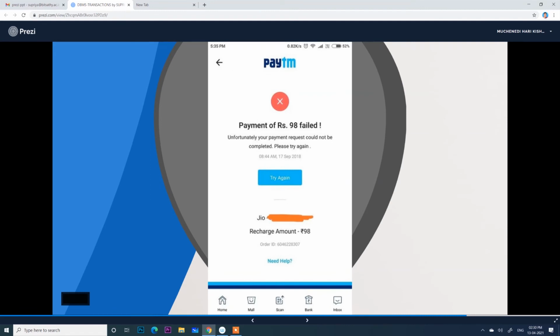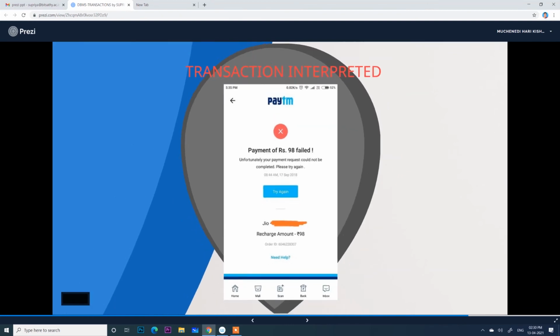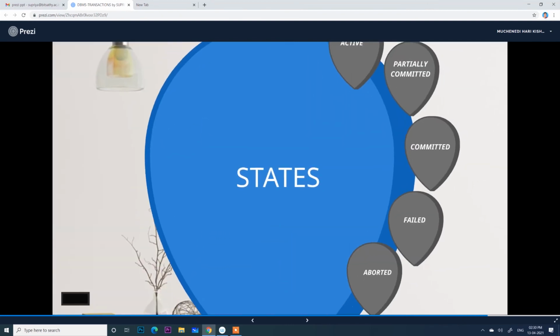Now due to network problems, sometimes you may get a message like, unfortunately your payment request could not be processed, please try again, or there is a system failure, or there is an update, whatever the problem may be. So sometimes your transaction may not be processed or it may stop midway automatically. This we call the failed state.